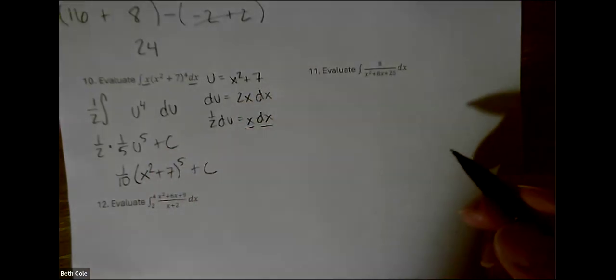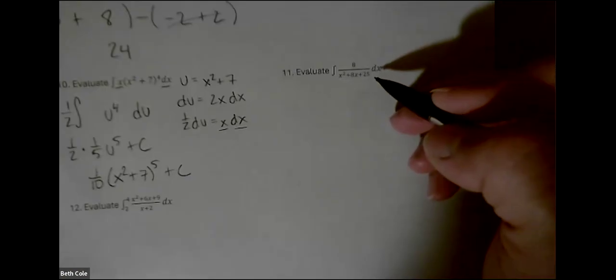Don't forget to actually do your antiderivative. It'll be 1/5 u to the 5th plus c, because I don't have boundaries here. It's indefinite. And then I'm going to plug back in for u and also fix those fractions out front. So it'll be 1/10 times (x squared plus 7) to the 5th plus c.